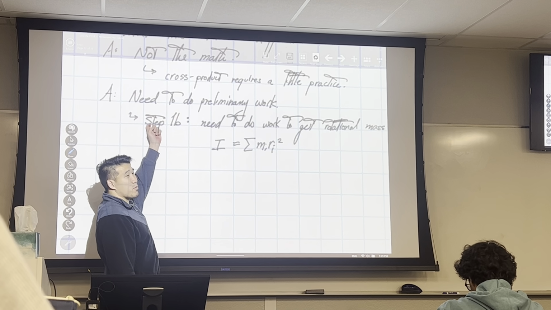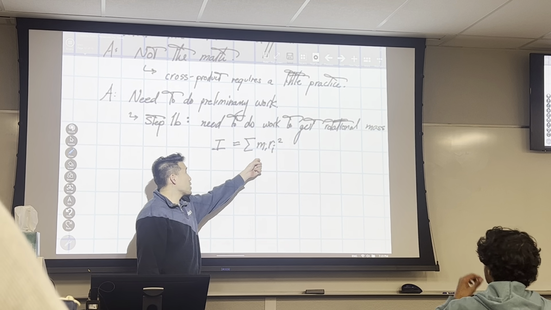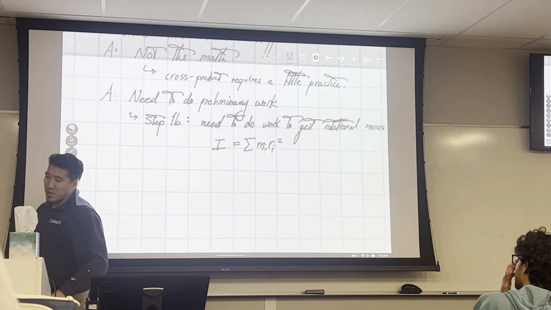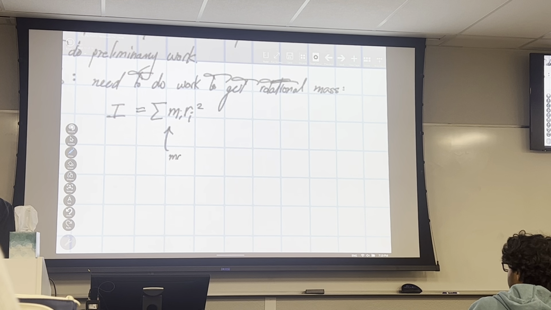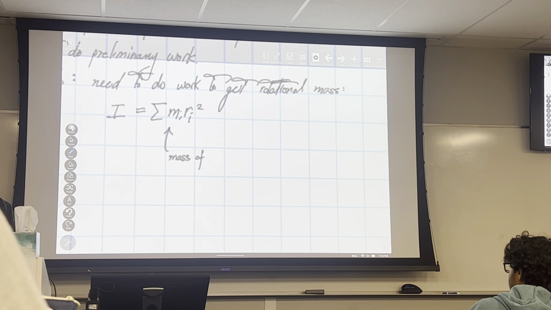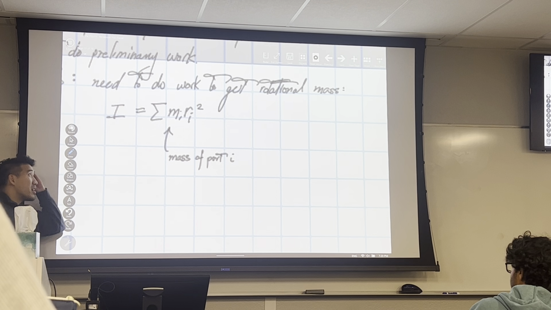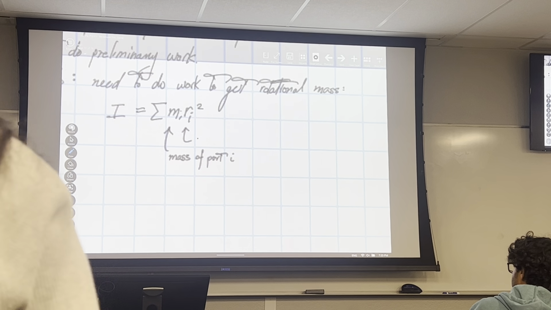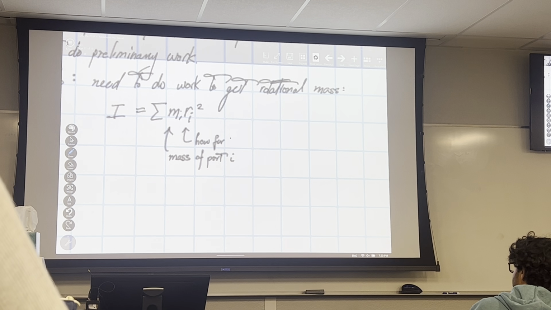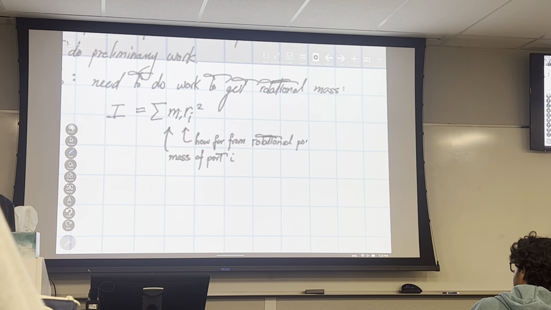But the reason why this is step 1b and not 1a is because we need to know what these bits of pieces of information are. So this is the mass of part I. What this R is, this is how far from the rotational point.